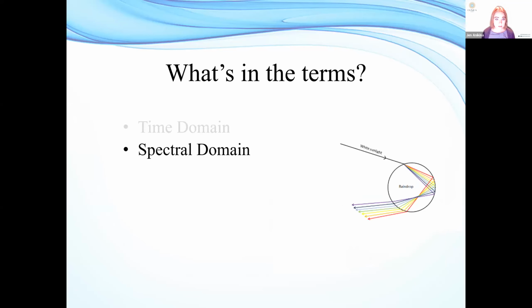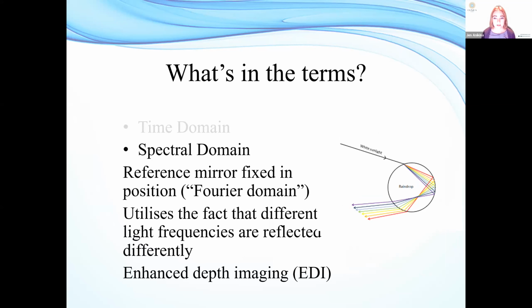Spectral domain is a similar thing, but it uses the fact that different wavelengths of light bounce off at slightly different angles because of their different energy. In this scenario, the reference mirror is fixed in position. Some clever mathematics called Fourier domain calculations are used to calculate what we need to see, and then you get your nice stripy OCT picture. Spectral domain machines that use this principle are also able to image at greater depth, which you may have heard as EDI, enhanced depth imaging.